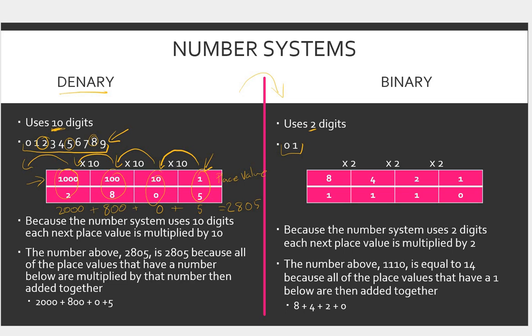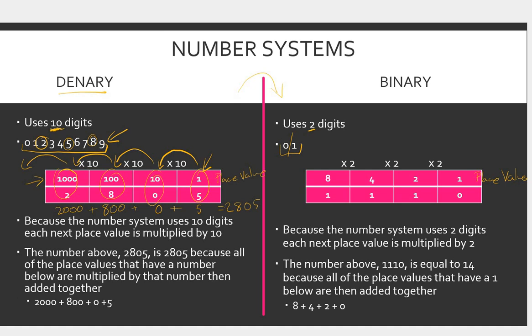We can't use anything other than these two numbers right here. But the rules are still the same. We've got these place values, like so. And those place values start with the value 1. And they're multiplied again by the amount of digits that we use. So in this case, it's going to be 2. So the next place value becomes 2. And the next place value becomes 4 and 8 and 16 and 32 and so on and so forth.